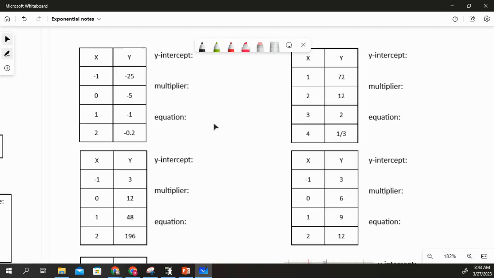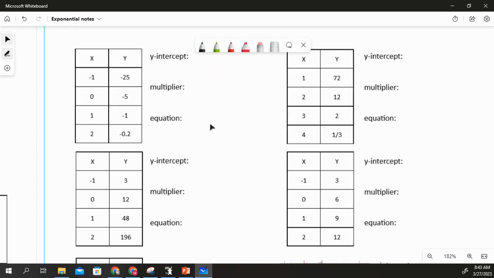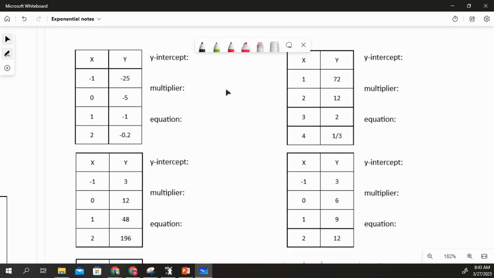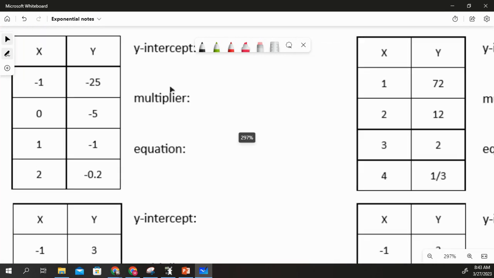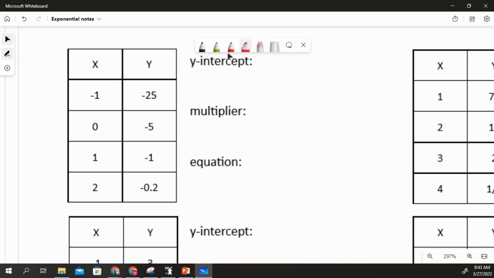We're going to do the first 3. Okay. So let's take a look at what we got going on here. First off, we're looking for the y-intercept. Y-intercept is when x equals 0. So here's our 0, which means that our y-intercept is not 5, negative 5. So for y-intercept, we got negative 5, which is our a.